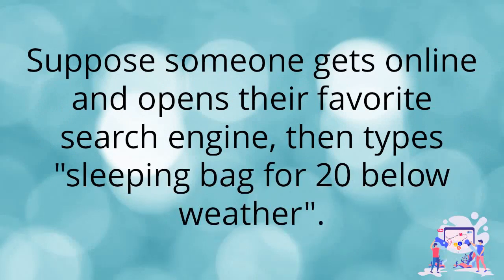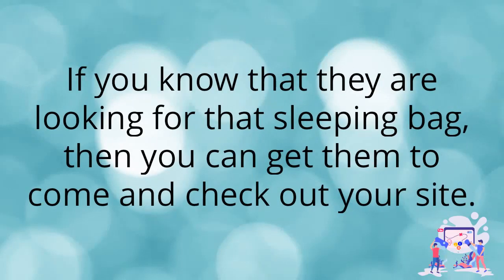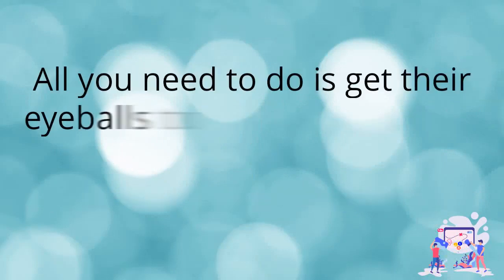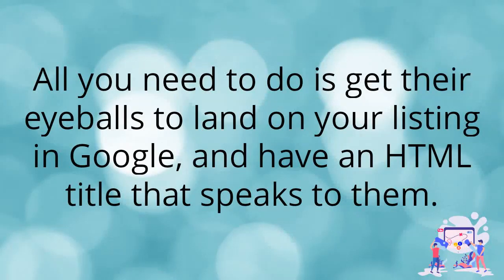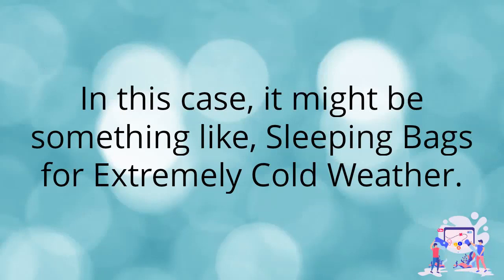Suppose someone gets online and opens their favorite search engine, then types "sleeping bag for 20 below weather." They are looking for a sleeping bag that is going to keep them warm. If you know that they are looking for that sleeping bag, then you can get them to come and check out your site. All you need to do is get their eyeballs to land on your listing in Google and have an HTML title that speaks to them. In this case, it might be something like, "sleeping bags for extremely cold weather."